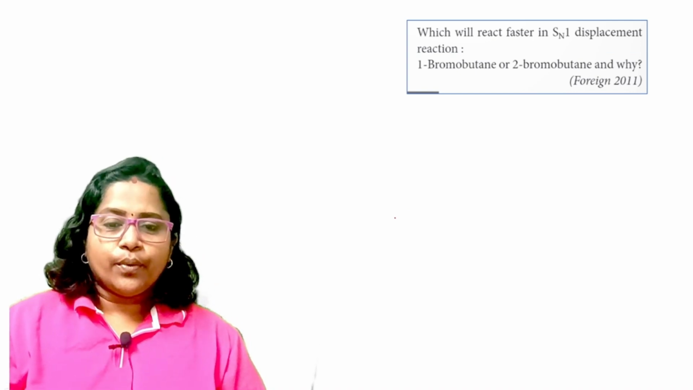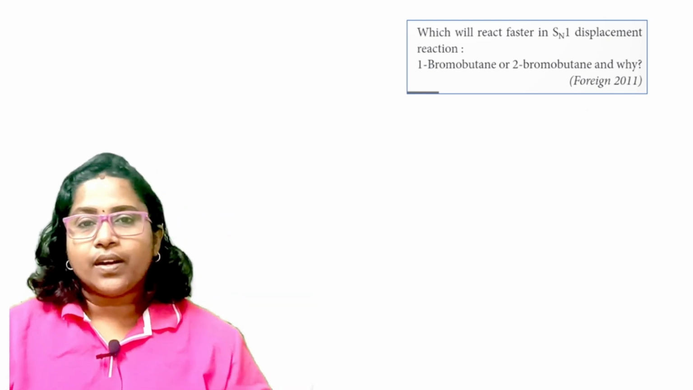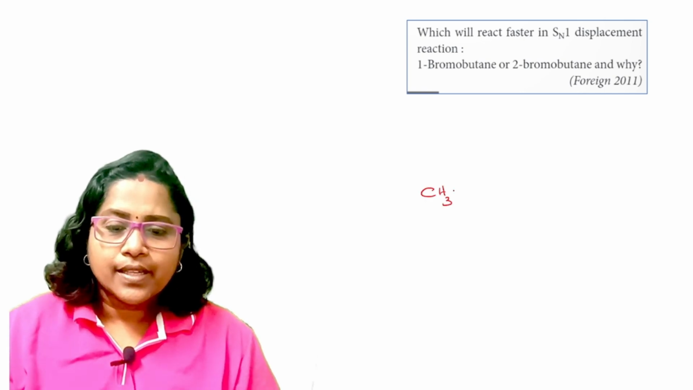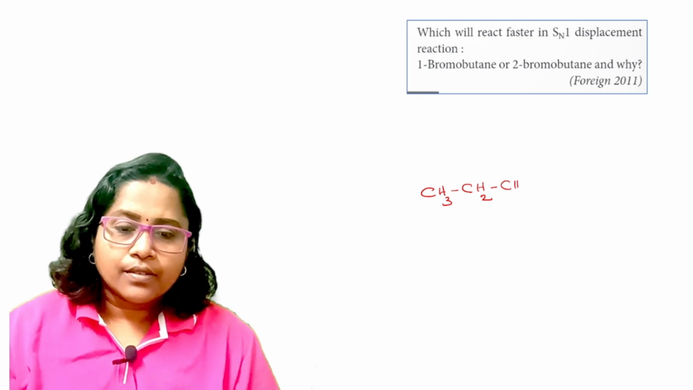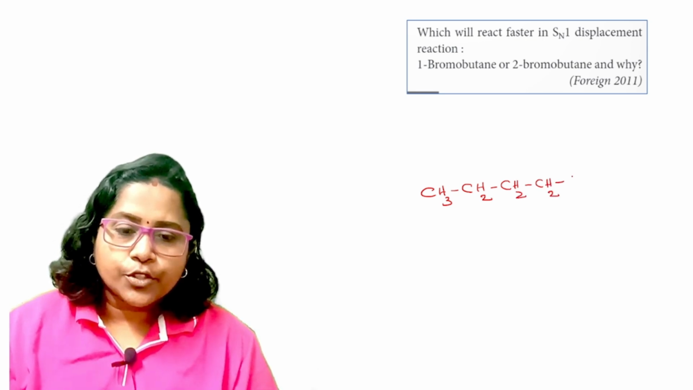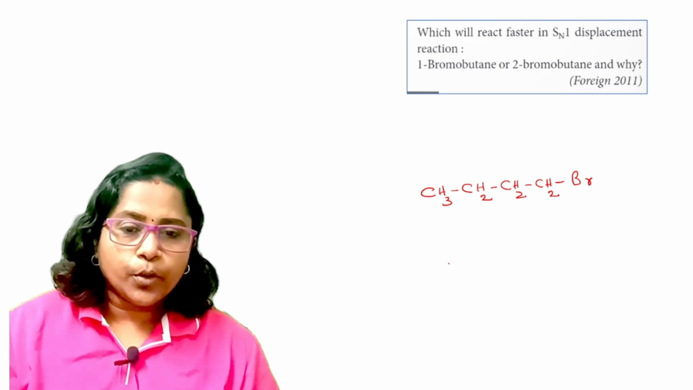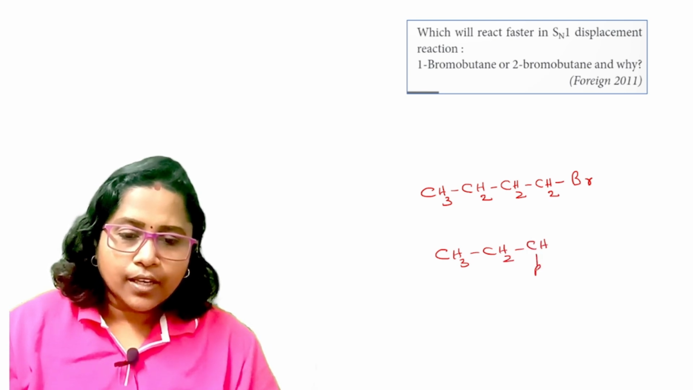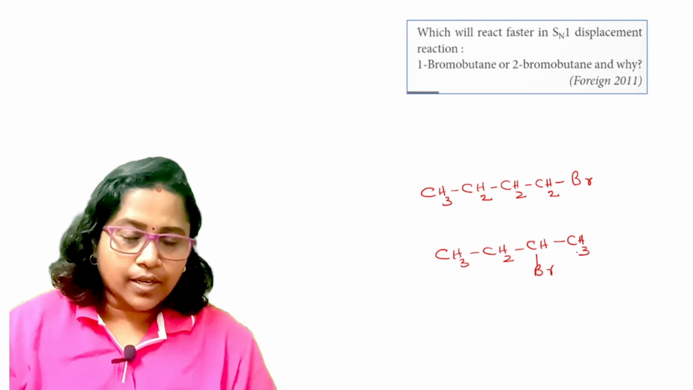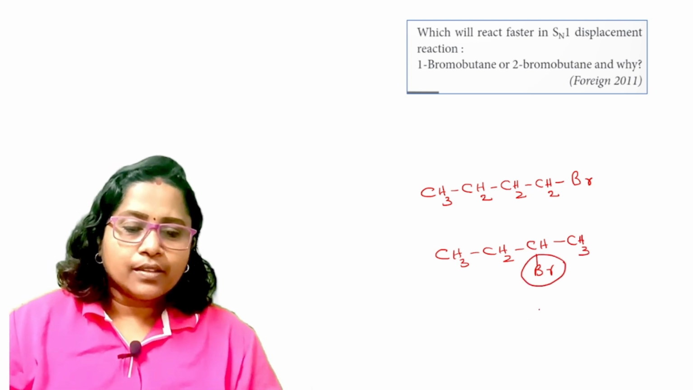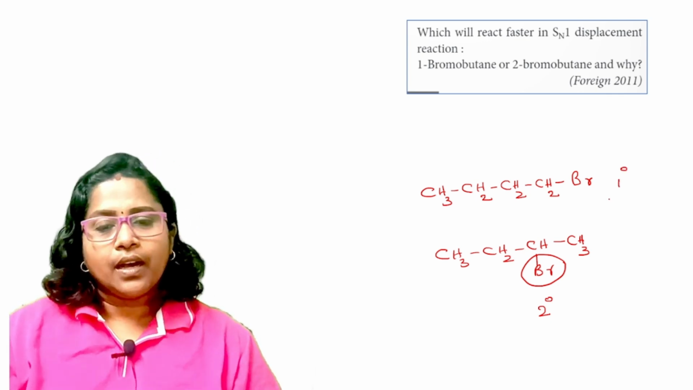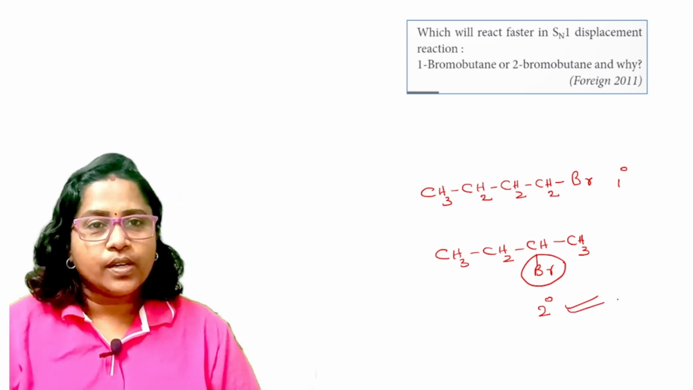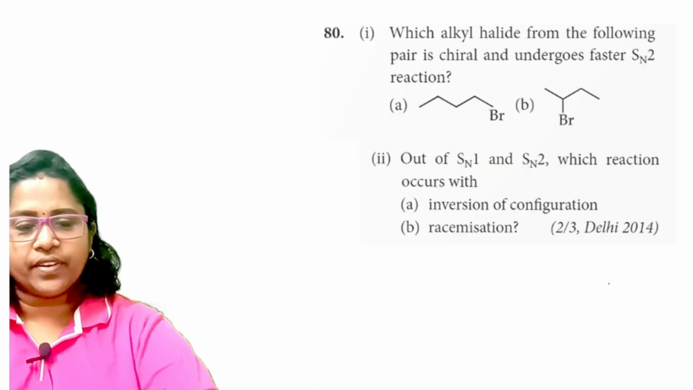Here they have given some IUPAC names. In that case, what do we have to do? We have to draw the structure. 1-bromobutane: butane, CH3, CH2, CH2, CH2, Br. So 1 bromine, 1-bromobutane. Second case, 2-bromobutane: CH3, CH2, CH, here Br, second position, CH3. So here this is a secondary carbon, and the other is a primary haloalkane. They are asking SN1, so which is more preferring? Secondary is preferring more towards SN1. So this compound is preferring SN1.